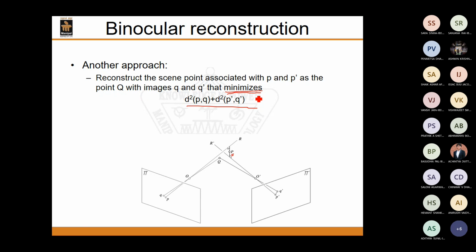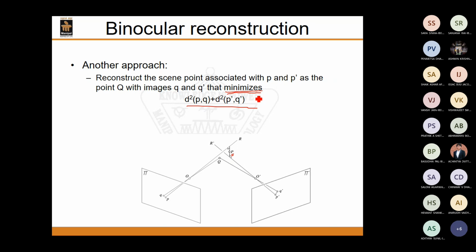The first method is where you just take the projection and find the midpoint of the shortest distance between the two lines. The third approach which we discussed is that we slightly change the positions of the pixel pairs in such a way that we get the minimum distance.